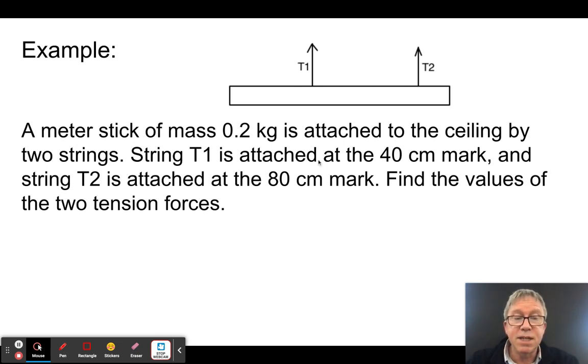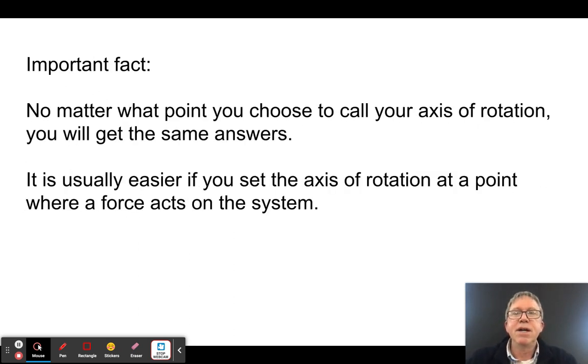Okay, so the trick is this. I have basically a system that's not moving. It doesn't matter what I choose as my axis of rotation because the object's not really rotating. Since it's not actually rotating about any axis, I can choose whatever I want to call the axis. So what I want to do is pick an axis of rotation that's going to make the problem easy to solve.